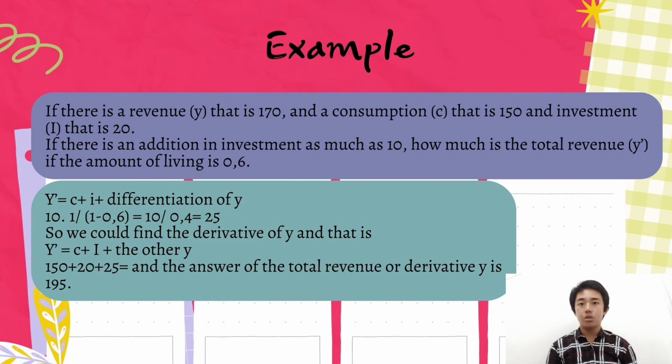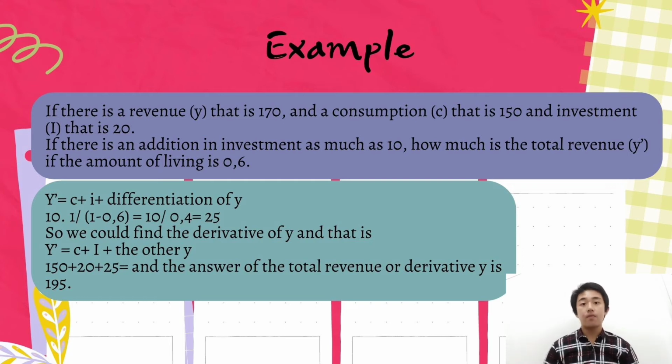The example for the multiplier: if there is a revenue, Y, that is 170, a consumption, C, that is 150, and an investment, I, that is 20, if there is an addition in investment of 10, how much is the total revenue change in Y if the MPC is 0.6?